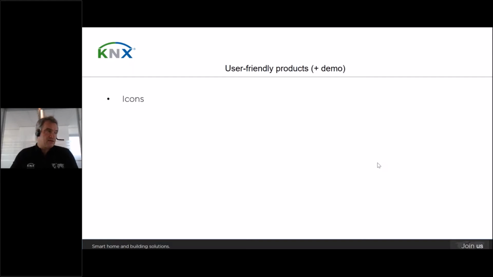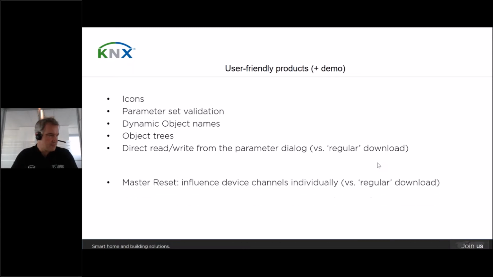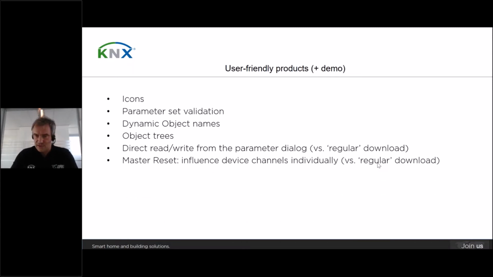Well, we think that this could be done via icons, via parameter set validation, via dynamic object names, via object trees, via direct read-write from the parameter dialog, so instead of a regular download, and master reset. Because with a master reset, we can influence device channels individually, also again, without the need for a regular download.